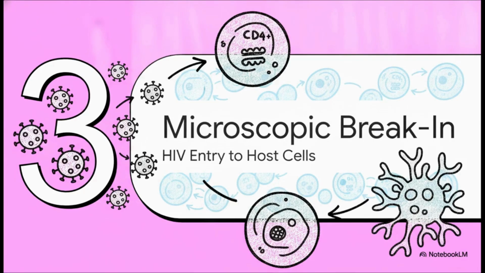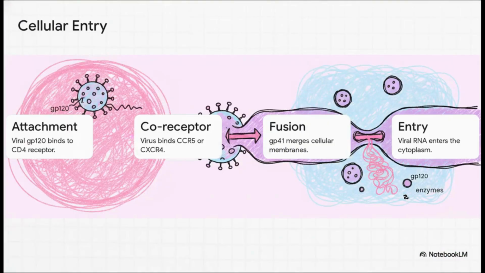All right, Section 3, the microscopic break-in, HIV entry to host cells. With our tools identified, let's watch the intruder actively target and breach the body's primary defenders, the CD4-positive T lymphocytes, macrophages, and dendritic cells. This sequence brilliantly illustrates the intrusion, mapping it out in 4 distinct steps.